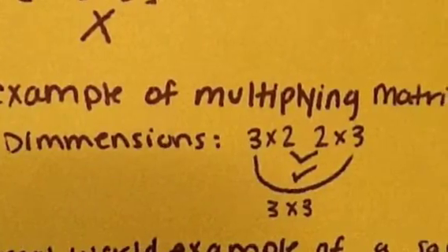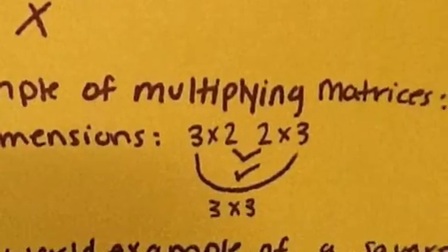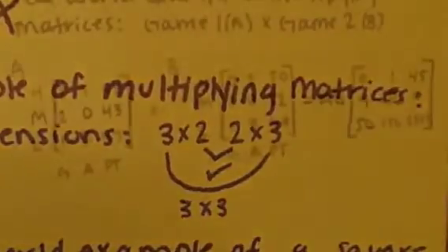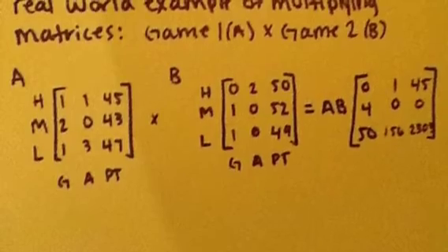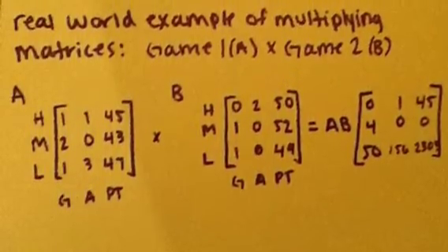Multiplying matrices. Multiplying two or more matrices is a matrix product. A matrix can only be multiplied if the number of columns in matrix A equals the number of rows in matrix B. To multiply two matrices, you multiply the first row in matrix A by the first column in matrix B.